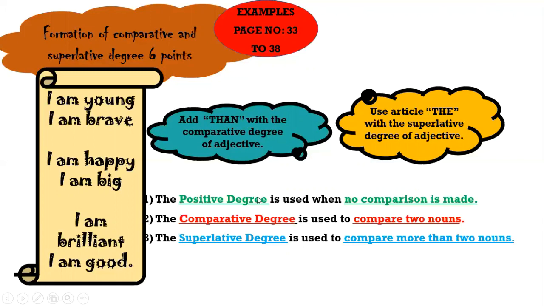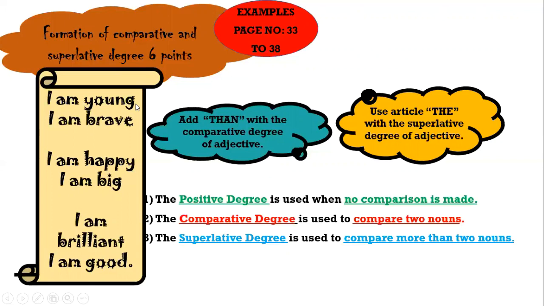What are the main points? The first point is positive degree is used when no comparison is made. She is short, she is tall. When there is no comparison, you use positive degree. Comparative degree is used when there are two nouns. For example, she is taller than my friend. He is shorter than my friend. When you're comparing between two nouns. And the next one is superlative degree, when you're comparing more than two. For example, she's tallest among the three. When there are three or more, that is called superlative degree. Clear?